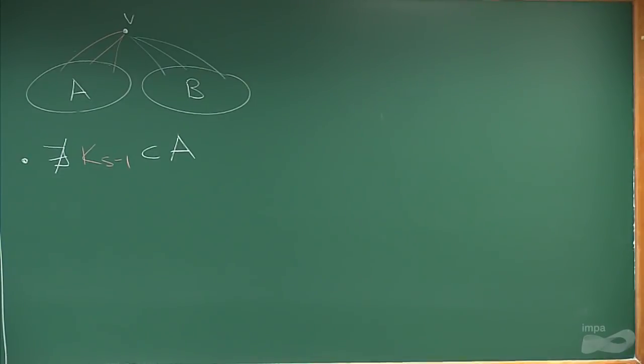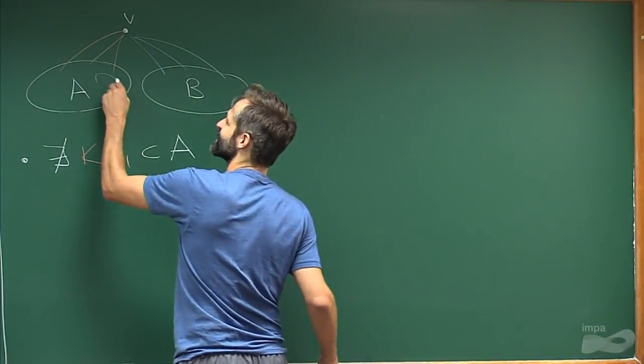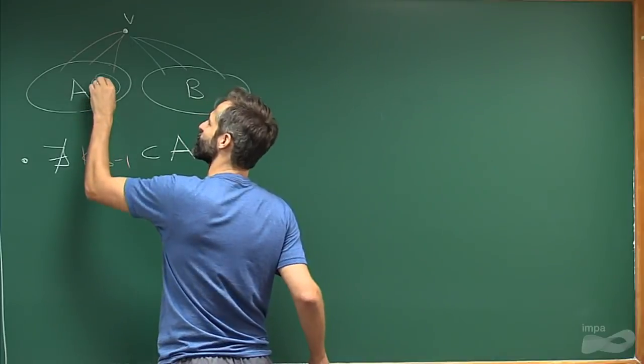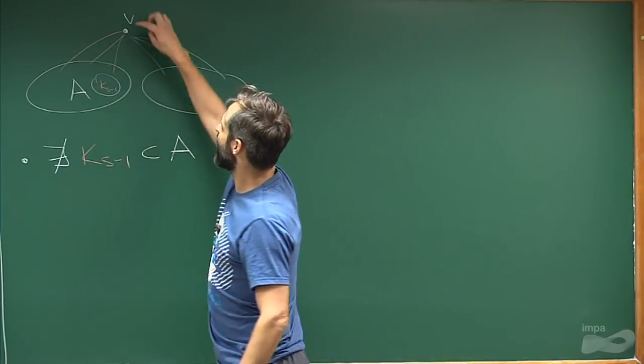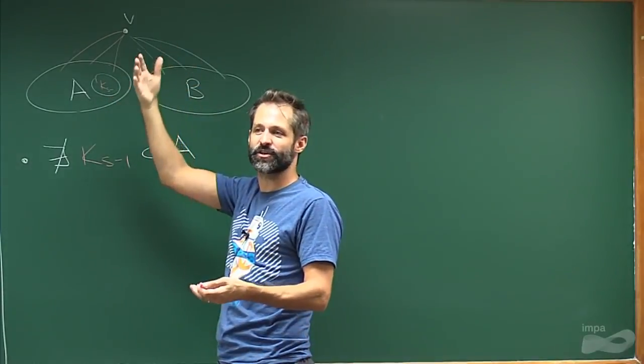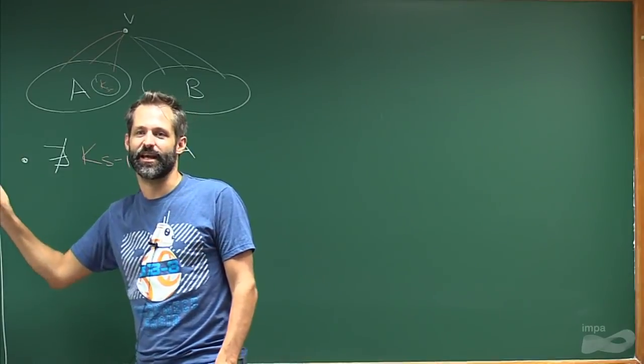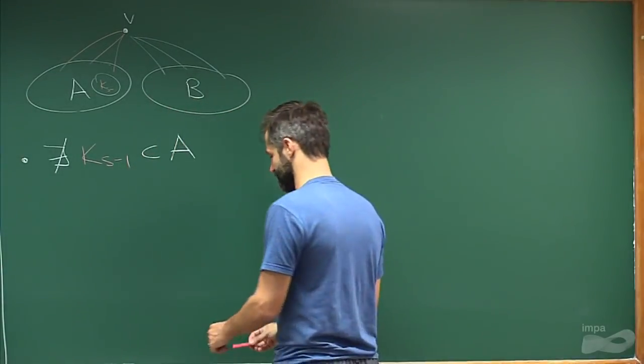Why is that? Yeah, right. If there existed a red K_{s-1} in here, then you could add this vertex to it, and you'd have a K_s, a red K_s, in the original coloring. But we assumed that wasn't the case. We picked C, so that wasn't the case. Okay?